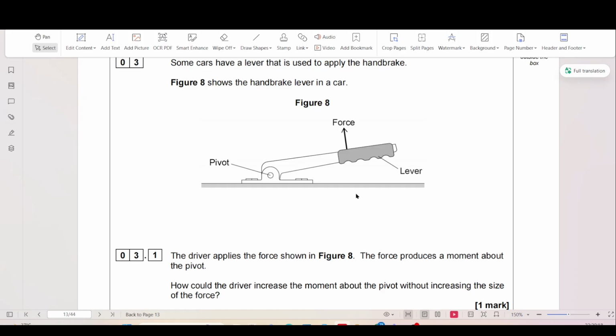We should apply force further away from the pivot, right? Yeah. So, apply force further away from the pivot.